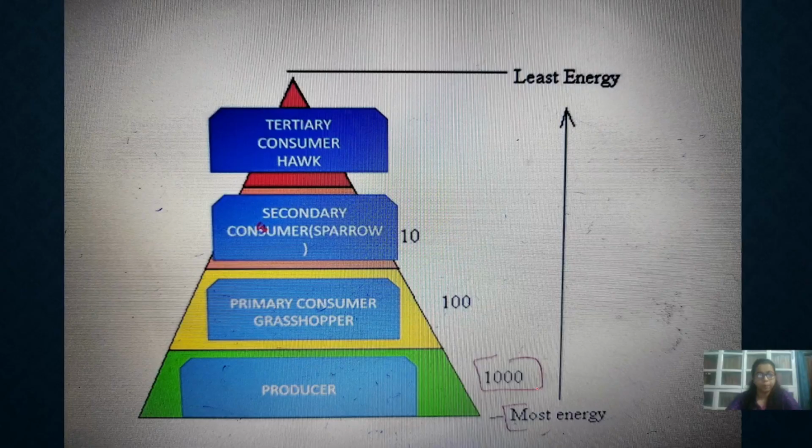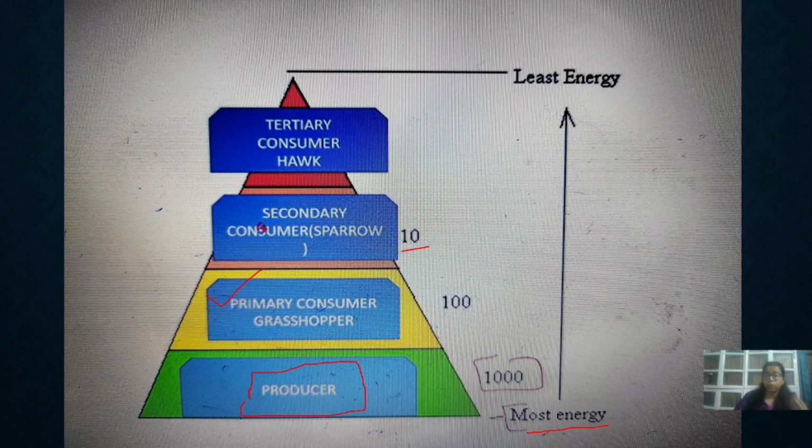Next, you can see here in this diagram that this is the producer, and this represents the energy. Then this is the primary consumer, that is the grasshopper. Then the secondary consumer, that is the lizard, and the tertiary consumer, that is the hawk. One more thing is that the producer has the maximum energy, because it absorbs the maximum amount of energy from the sun.